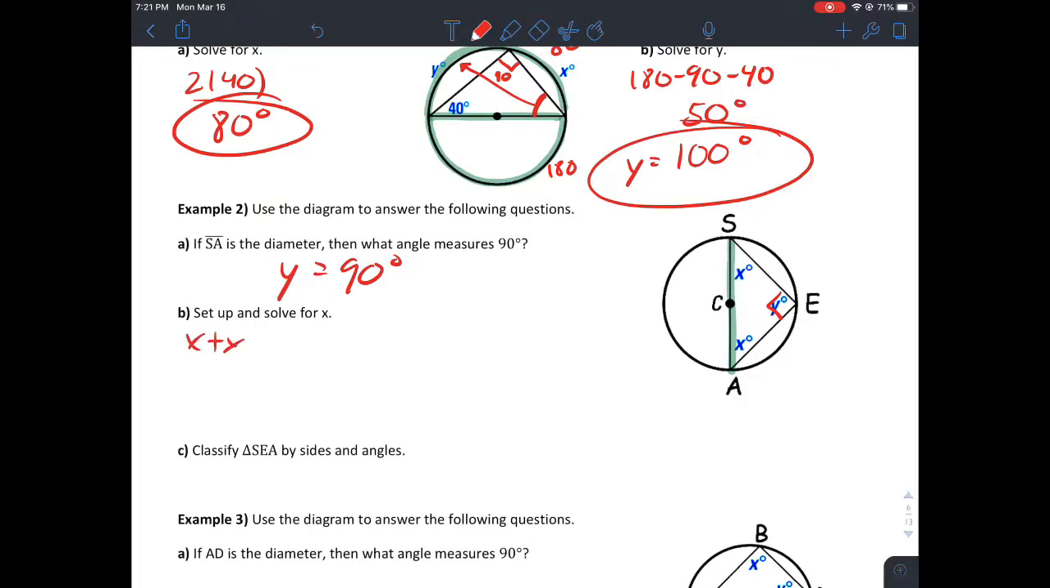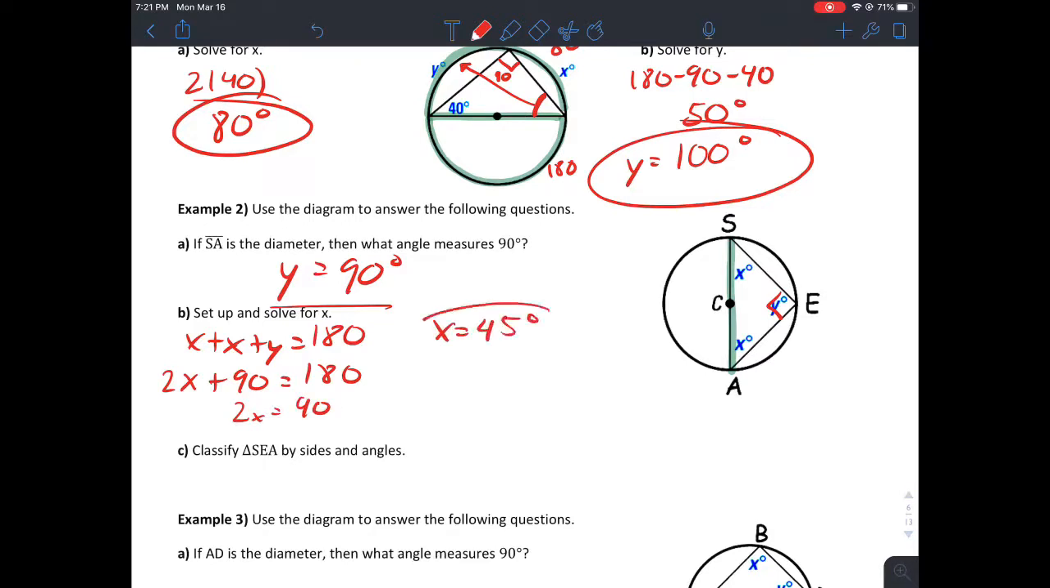Well, we know that x plus y needs to equal our 180, right? Because they're all the angles within a triangle. And in this case, we know that y equals 90. So we actually have 2x plus 90 equals 180. So you end up with 2x equals 90, x equals 45.